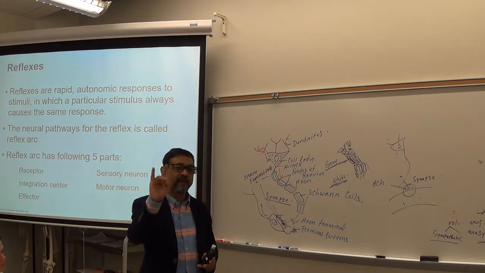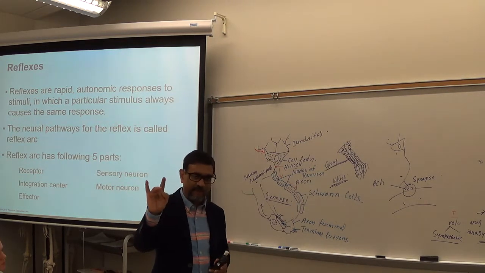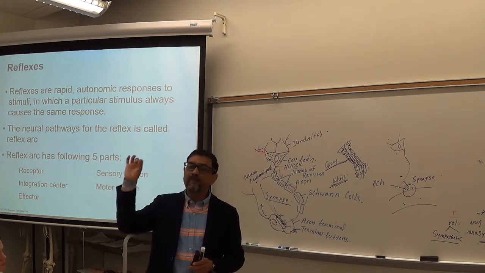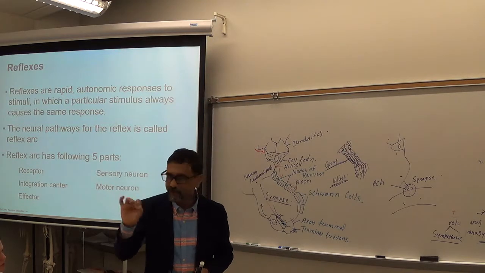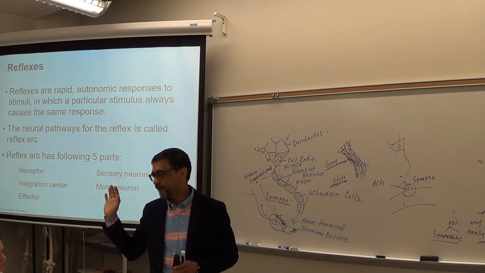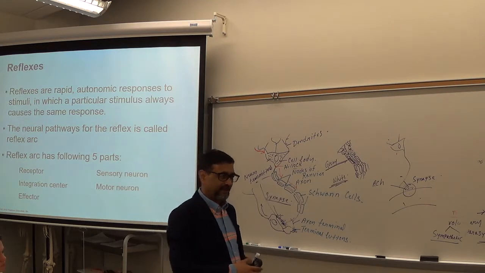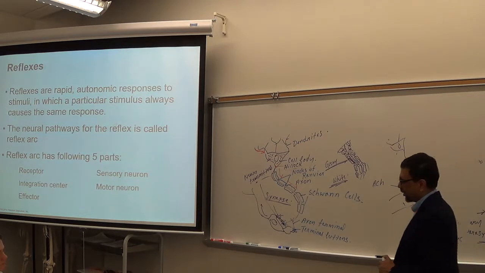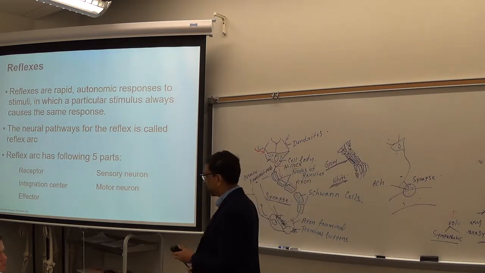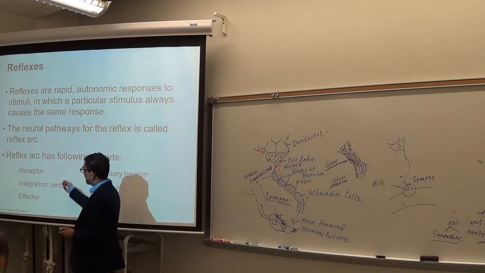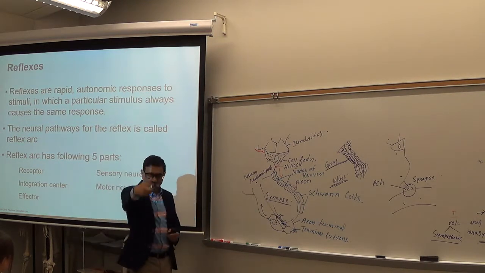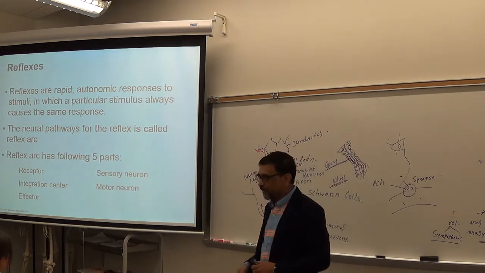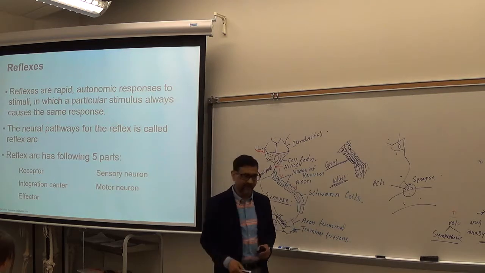So those are the three important properties of a reflex. Number one, the response must be involuntary. Number two, must be quick or slow? Quick, very fast. And the same response is repeated. So if I ask you in your test what the three properties of a reflex are, those are the three properties. Now the last thing: the pathway of the reflex is called the reflex arc.